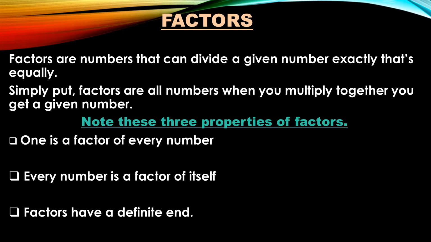Say, what are the factors of 2? 2 is the given number, because I've given you the 2 to find the numbers that can divide 2 equally. If you are able to get all those numbers that can divide 2 equally, then those numbers are called the factors of 2.